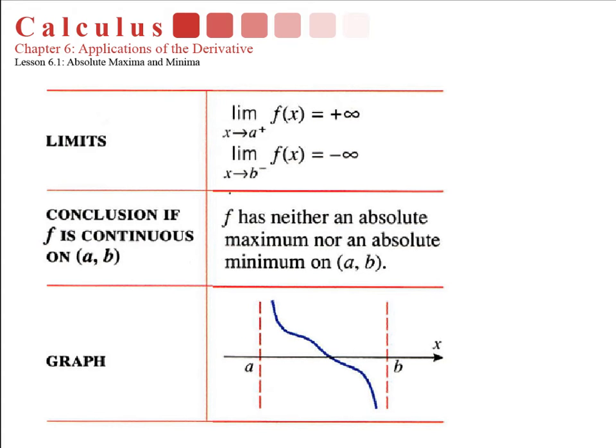And switching it up one more time. Now if we approach a from the right and get an end behavior of positive infinity, approach b from the left and get an end behavior of negative infinity, the conclusion is quite logical. f has neither an absolute max nor an absolute minimum on the open interval a to b. Again, that does not negate the possibility of having a relative max or min, just that there cannot be an absolute max or min. The graph may look something like this.